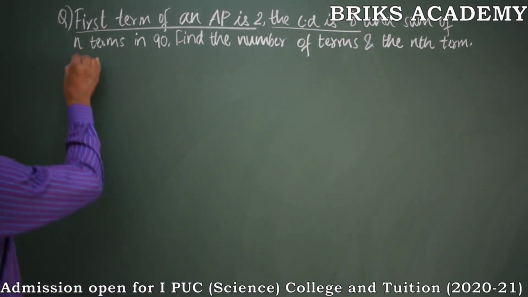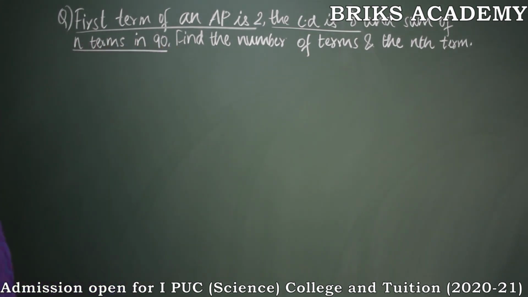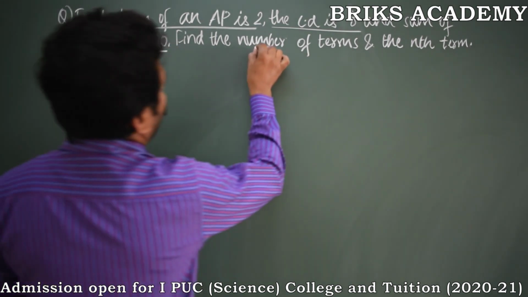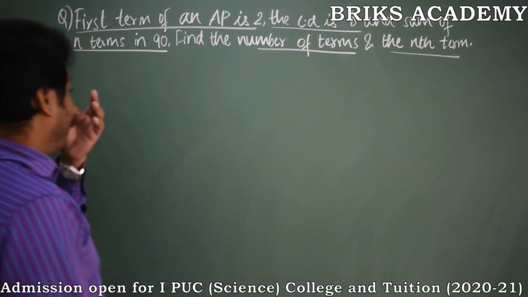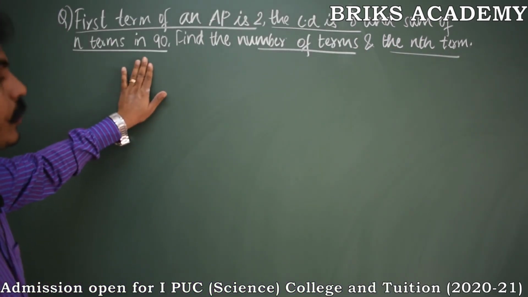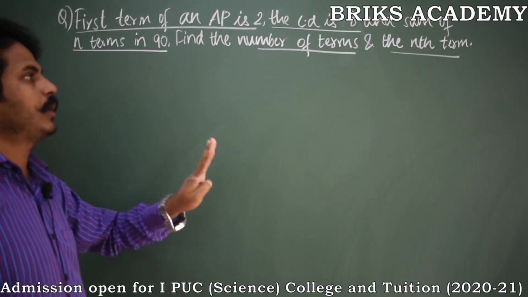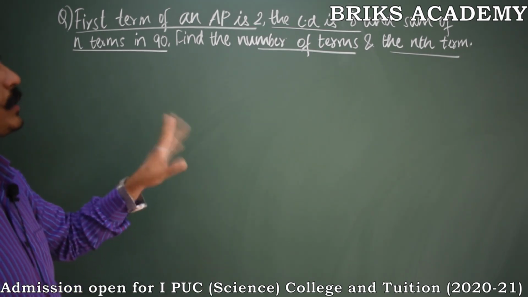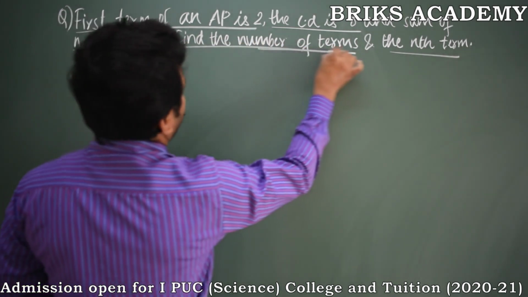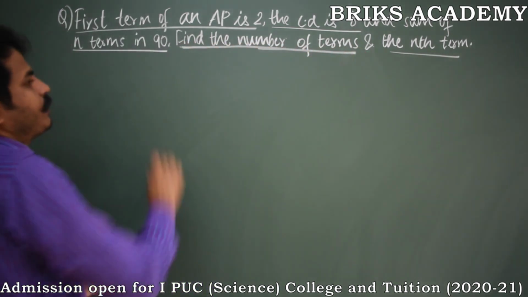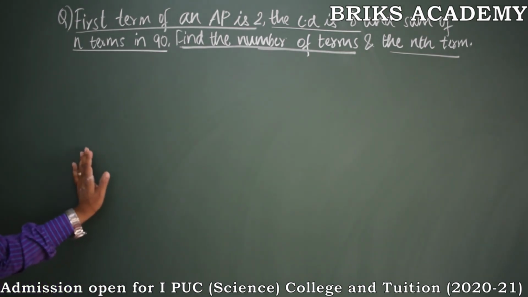And the sum of n terms is 90. Find the number of terms and the nth term. Again, in the formula Sn, I told you there are 4 parameters, out of which we can calculate each parameter. Here, they ask you to calculate the number of terms, that is n. This is also one of the parameters in the Sn formula.